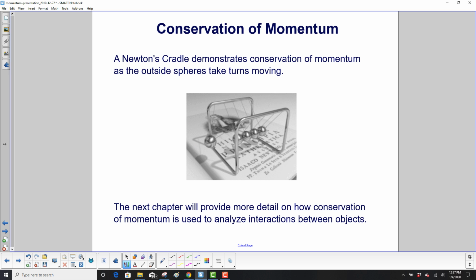A Newton's cradle, see that in a lot of physics labs, demonstrates conservation of momentum as the outside spheres take turns moving. And don't just be satisfied with moving one of the spheres out. You could also try 2, pull that out and see what happens. Then try 3. It's really cool. The next chapter will provide more detail on how conservation of momentum is used to analyze interactions between objects.